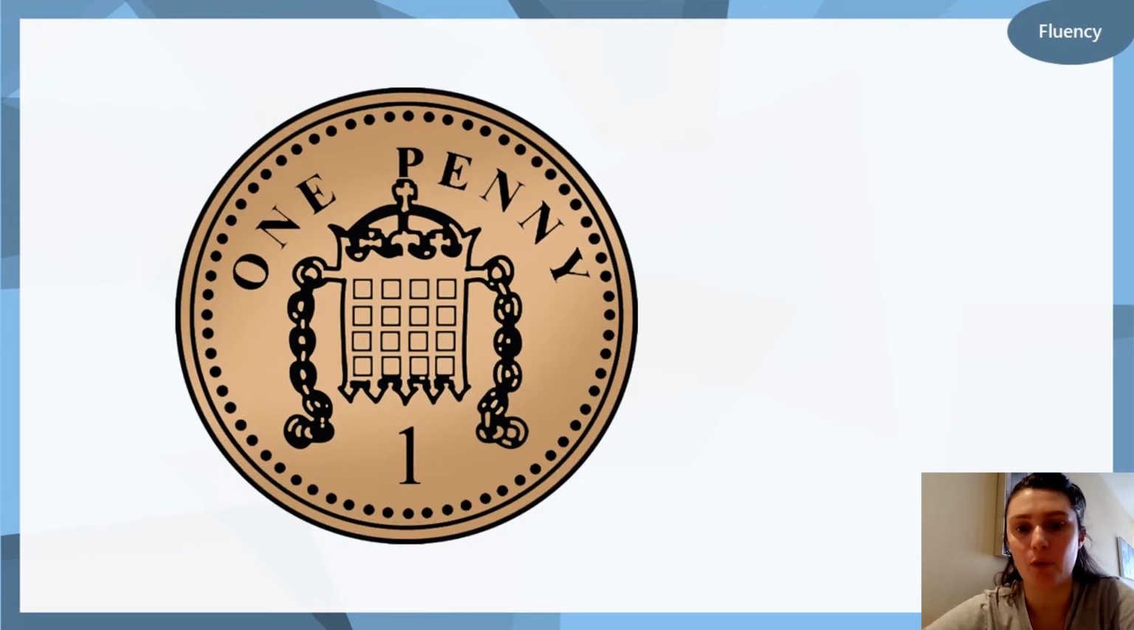So here we have one penny. This could also be called 1p. Have a look. What shape is it? What colour is it? And what picture is on the front?